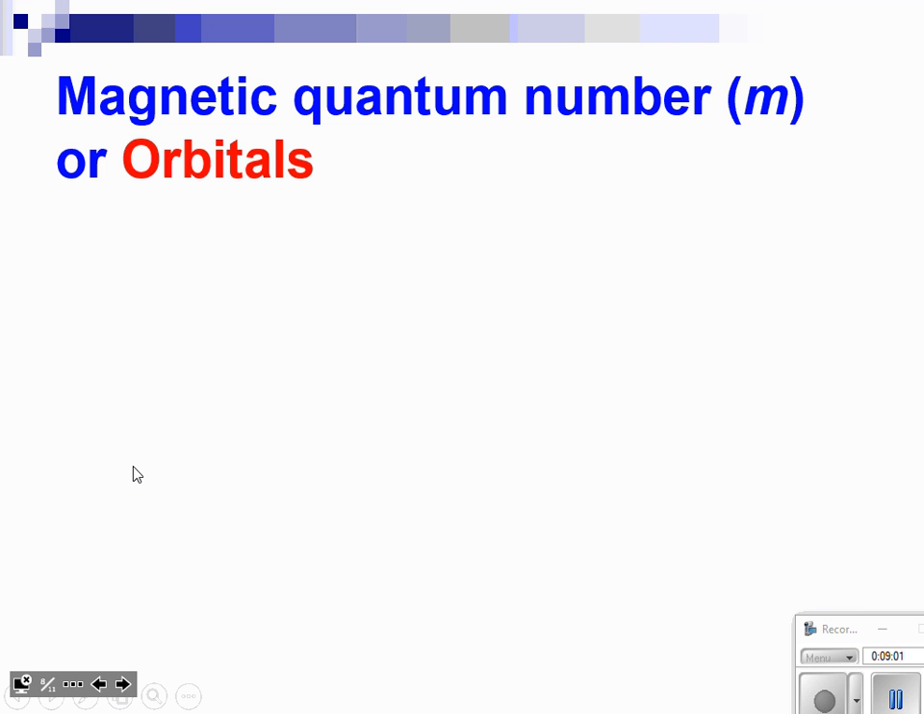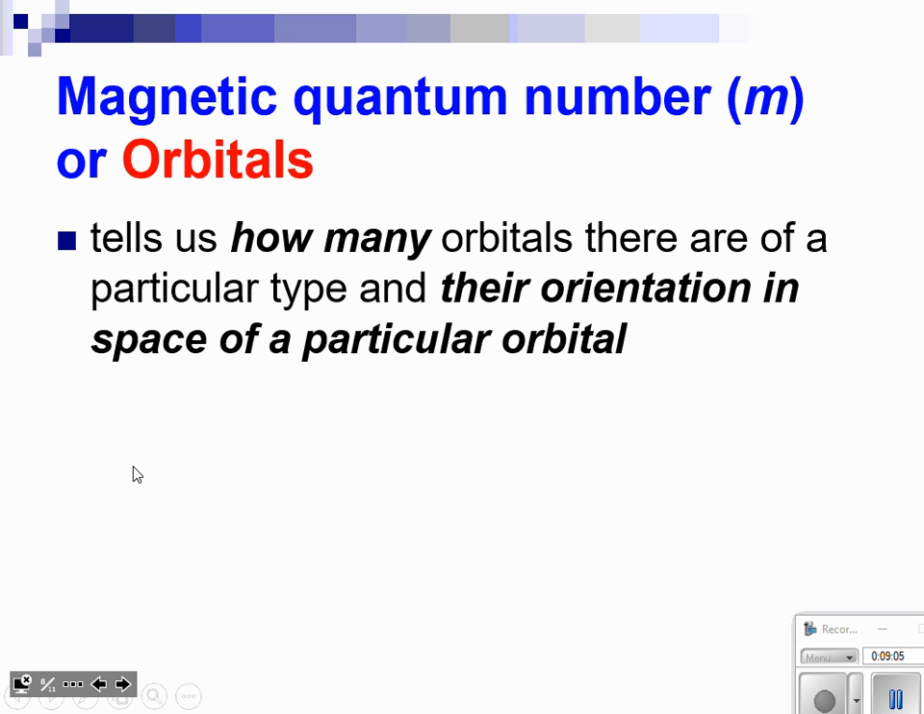The magnetic quantum number tells us the orbitals, how many there are. We just said that, right? The p has 3 orbitals, the d has 5 orbitals, the f has 7 orbitals, and the s has 1 orbital.